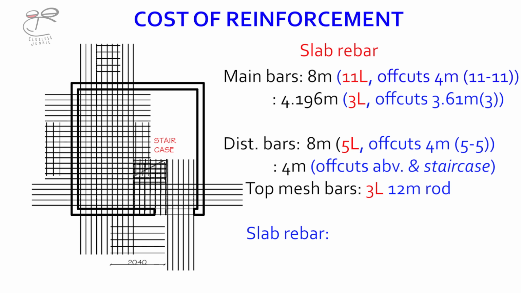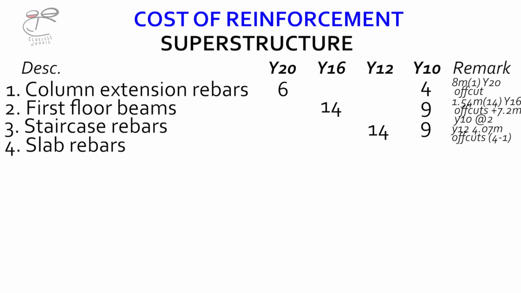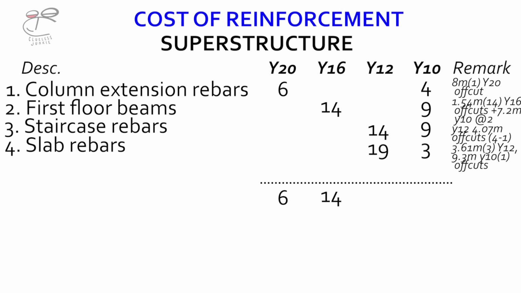So for the slab rebar, the Y12 iron that will be needed is 11 plus 3 plus that. So we'll add those values up and then specify it on the main list. For the Y12 iron, we'll be needing 19 lengths, and then for the Y10, 3 lengths. Then specify the offcuts available on ground, so we can reference that for other parts of reinforcement needed.